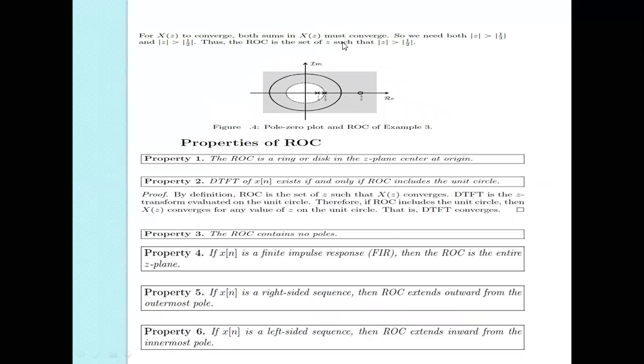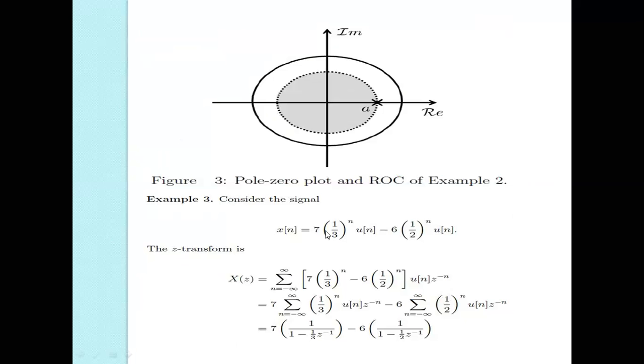So now the ROC. What is the ROC here? Previously see, the given functions are also a power n and it is also a power n. For this function, z is greater than 1 by 3, and for this function, z is greater than 1 by 2. Here the minus is there.